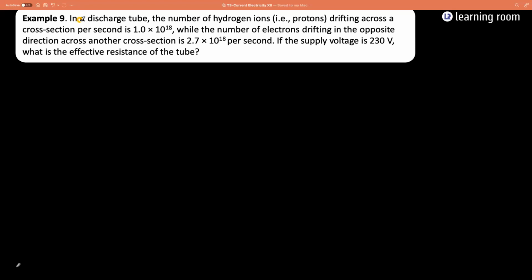In a discharge tube, the number of hydrogen ions drifting across a cross section per second is 1 into 10 power 18, while the number of electrons drifting in the opposite direction across the same cross section is 2.7 into 10 power 18 per second. If the supply voltage is 230 volt, what is the effective resistance of the tube? So how to calculate it? The number of hydrogen ions drifting across a cross section per second is 1 into 10 power 18.